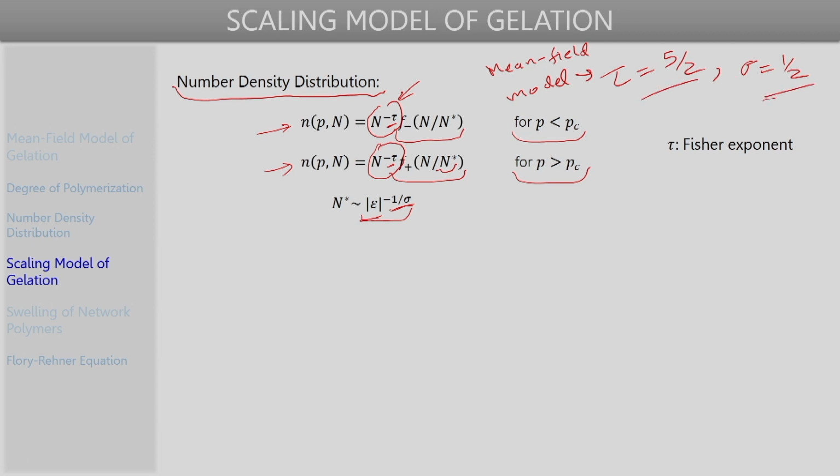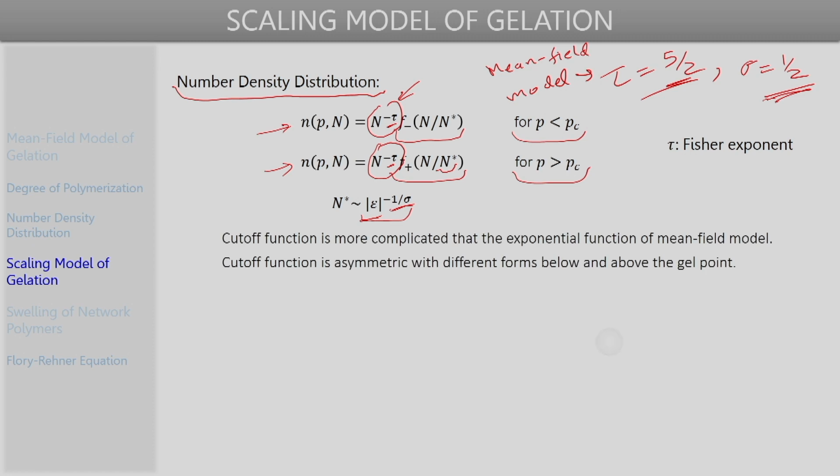In the scaling model, the values of tau and sigma are not constants, but depend on the dimension in which the percolation is taking place. Percolation is the phenomenon which describes the connectivity of the network polymer. The dimension of the percolation dictates the value of tau and sigma, the exponents for the scaling model of gelation, whereas in the mean field model these two are always taken to be constant at 5 by 2 and half.